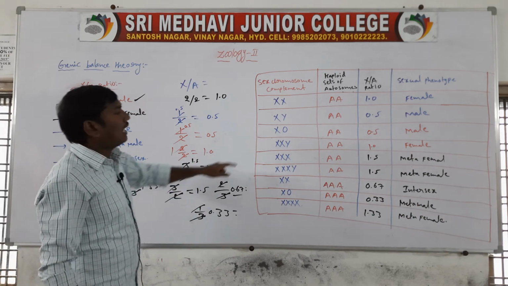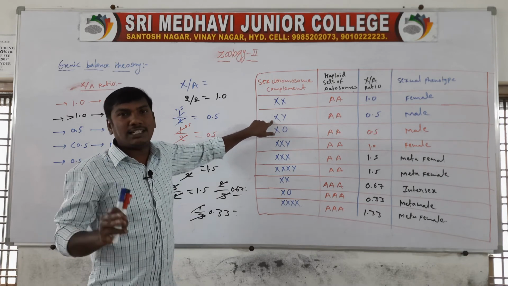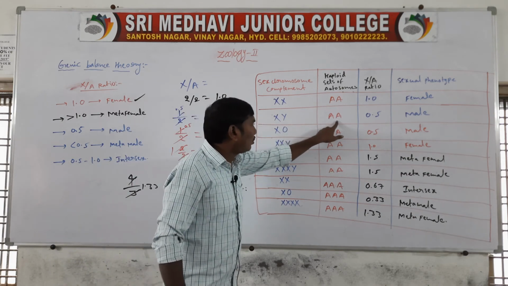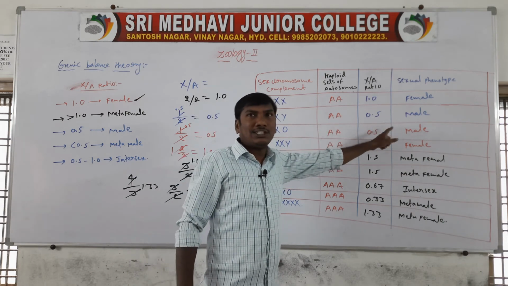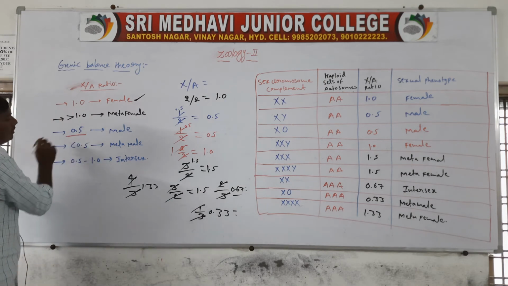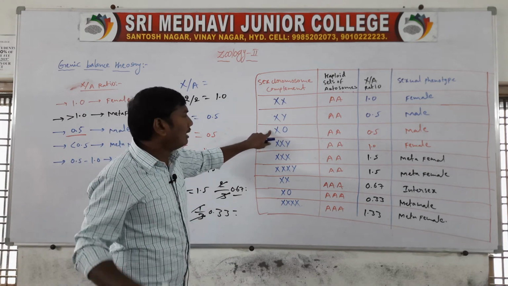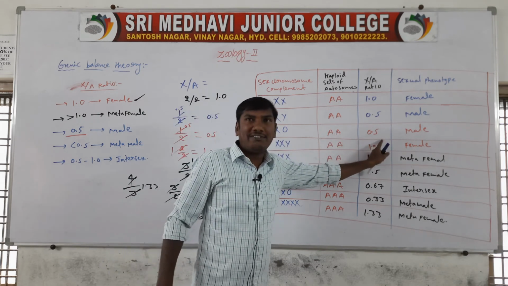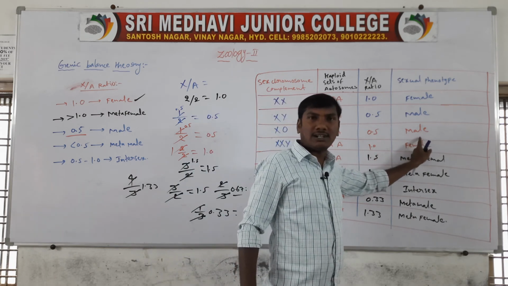Next one, number of sets of chromosomes, only one X. Why? There is no involvement of the Y in sex determination. Number of X chromosomes only 1, number of sets of autosomes 2, so 1 by 2, the ratio is 0.5. The ratio 0.5 means male. Next one, number of X chromosomes only 1, number of autosomes 2, ratio 0.5, so this individual is called male.